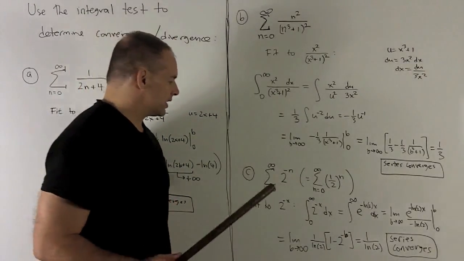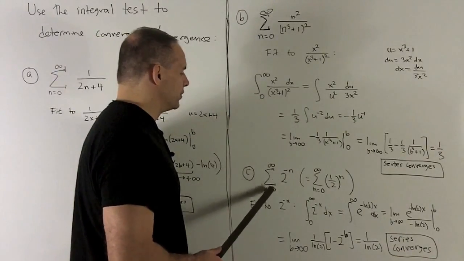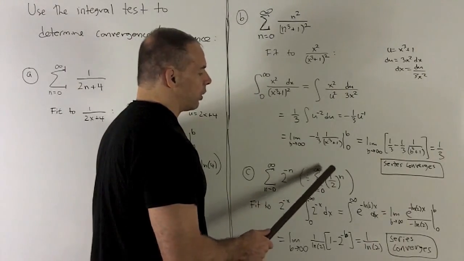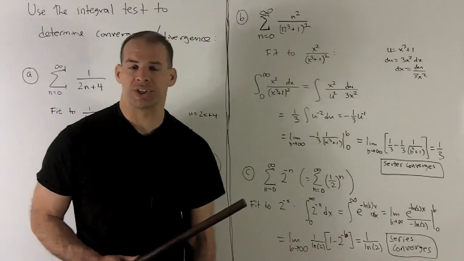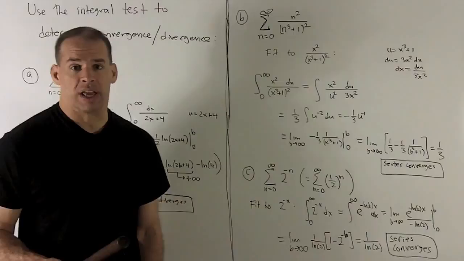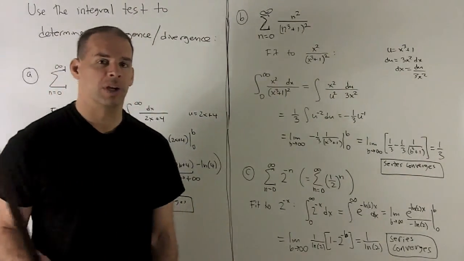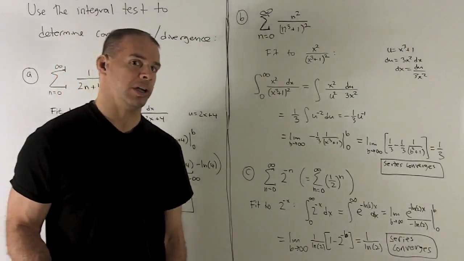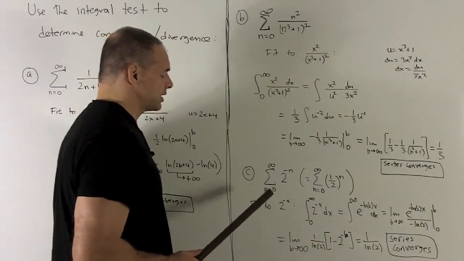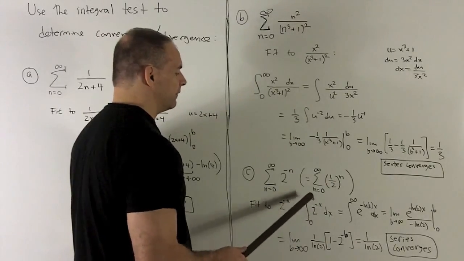For the next one, let's take a look at the series associated to 2 to the minus n as we let n go from 0 to infinity. Now, if you notice, this is the same as the series for (1/2) to the n, which is just a geometric series. And since our r here is equal to 1/2, the absolute value of r is less than 1, so we know that this thing already converges and we don't really need to use the integral test. But we're going to do it anyway just to verify what we already know. The function we fit this to is going to be 2 to the minus x. So I take the improper integral of 2 to the minus x from 0 to infinity.